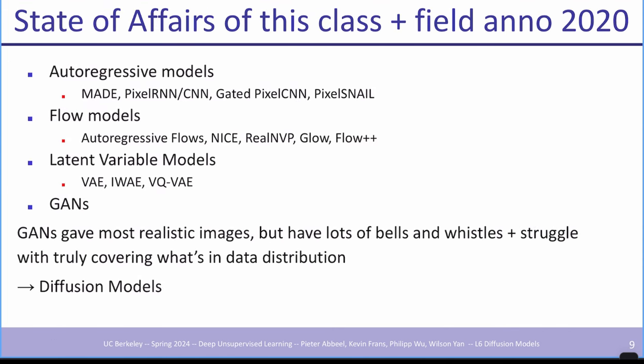Okay, so the state of affairs of the field of generative models in 2020 for visual generation: there were autoregressive models, flow models, latent variable models, GANs. GANs give the most realistic images, but they have lots of bells and whistles and they struggle with truly covering what's in the data distribution. Often you get high quality when you look at an individual image basis, but when you look at the corpus of things generated, it feels too narrow in what it's covering. Enter the motivation to work on something new at the time for Jonathan Ho, PhD student at Berkeley at the time, namely diffusion models.